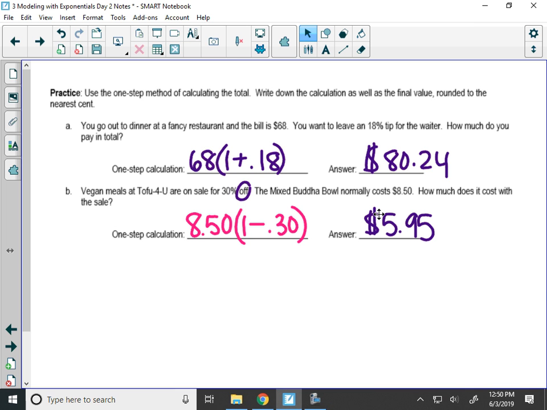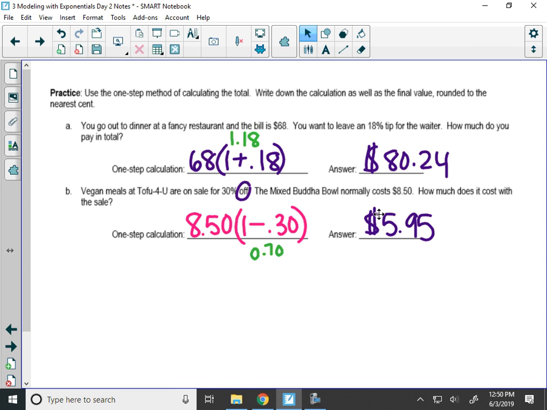Now really quickly before we move on, I've been writing 1 plus 0.18, which we agreed we can write as 1.18. If you wanted to, you could write the plus sign. And 1 minus 0.3 would be 0.7, which you can write the minus sign, or you can write the 0.7.